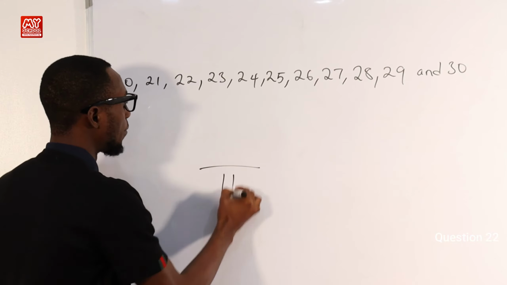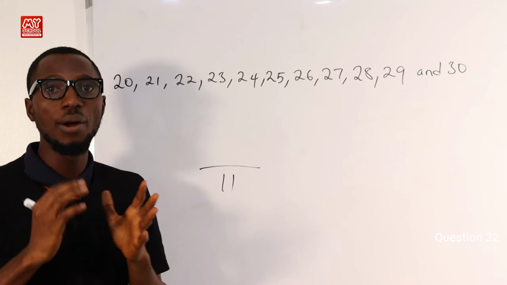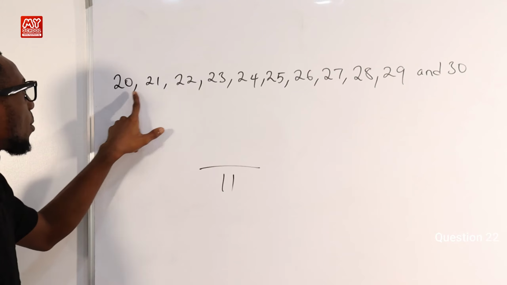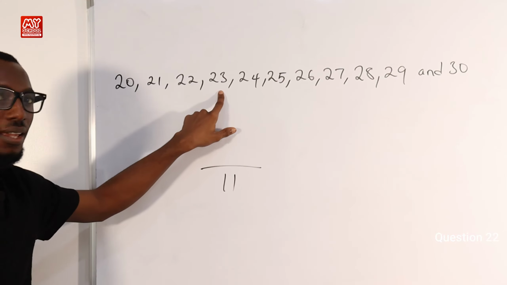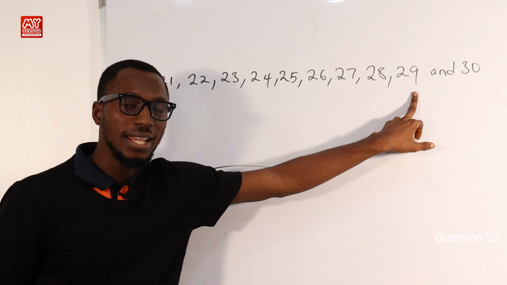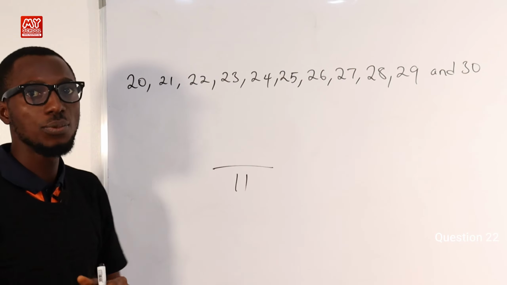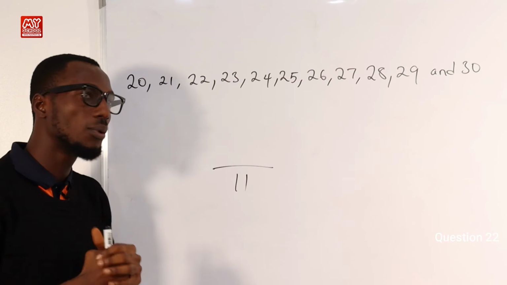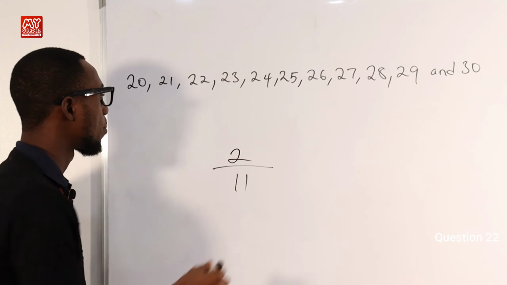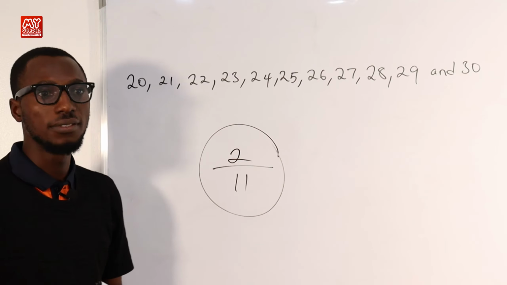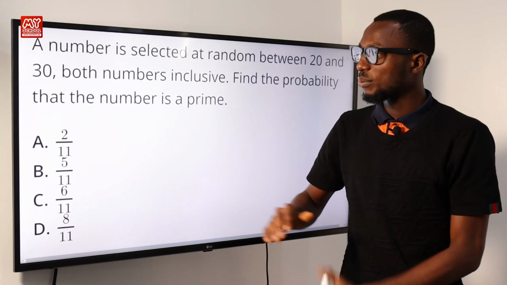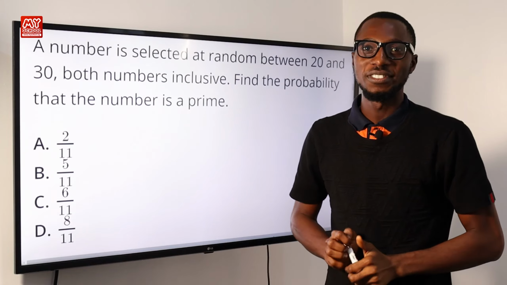So we have 11. So we are asked to find the probability that the number we are going to select is a prime number. And you recall what prime numbers are. So let's find out the prime numbers here. 20 is not, 21 is not, 22 is not, 23 is, so we have 1. We have 24, 25, 26, 27, 28, 29 is a prime number. Then we have 30. So the prime numbers we can find between 20 and 30, both inclusive, are just 2. So that is 2 numbers over the total outcomes. So the probability of finding a prime number is 2 over 11. So let's go back to the screen and select the valid option. Scanning through all of the options provided, we will see that option A, 2 over 11, is the right option.